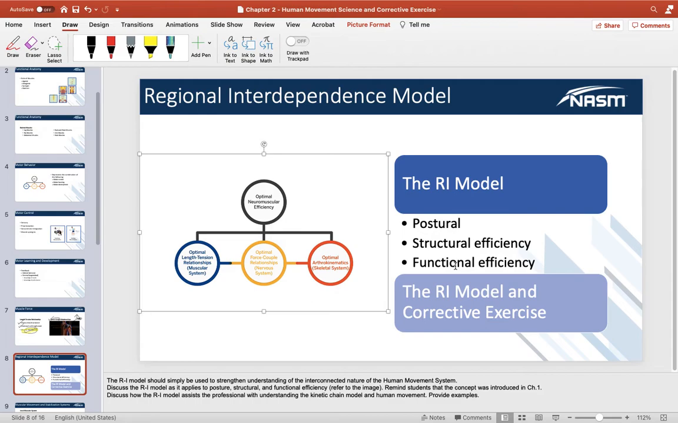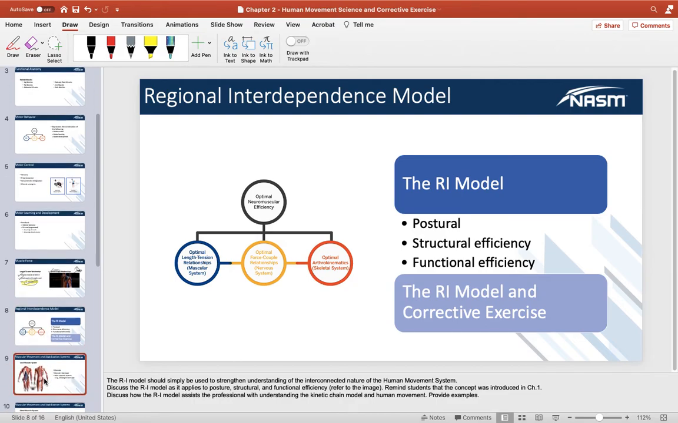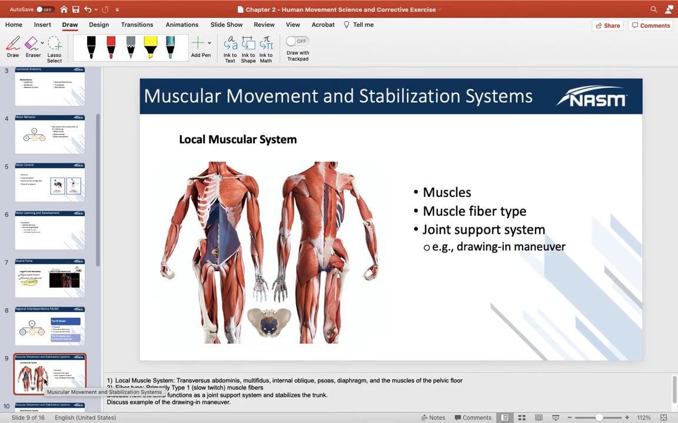So ultimately what we have to understand is that without this regional interdependence model, you have these three things that are missing: your postural component, your structural and your functional efficiency. You end up with something that really creates bad kinetic chain movements, and then you're no longer what we would call optimally neuromuscular efficient. So there's an inappropriate concern at that point. So we're always going to be assessing for that. We're always going to be looking for that. The professional has to understand that there's way more to it than just that.